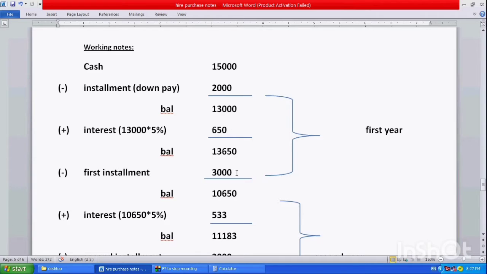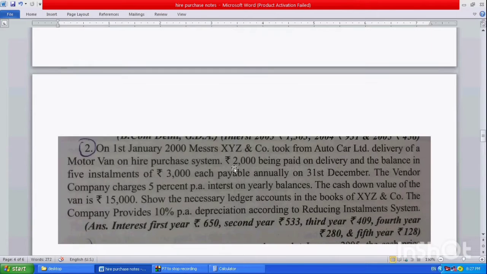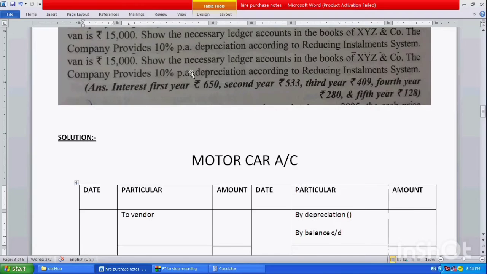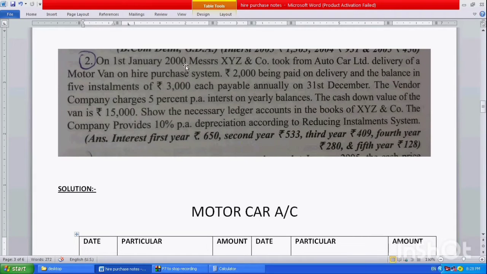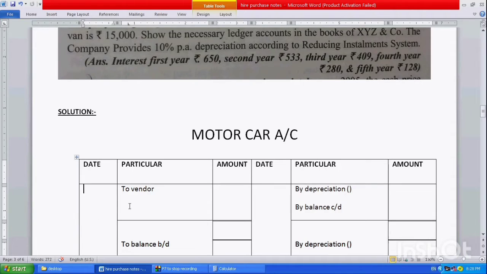So let's start with the motor car account. So this is how we have prepared. Let's go. The vendor account is there also. So motor car, I have already prepared as a motor car, but let's see what is given in the question, whether it is a motor car or van. Okay, so here is the date and particulars I have prepared already. XYZ company took from Auto Car Limited a delivery of motor van. Okay, so you can write car or van, it's your choice. Okay, so the date is also important.